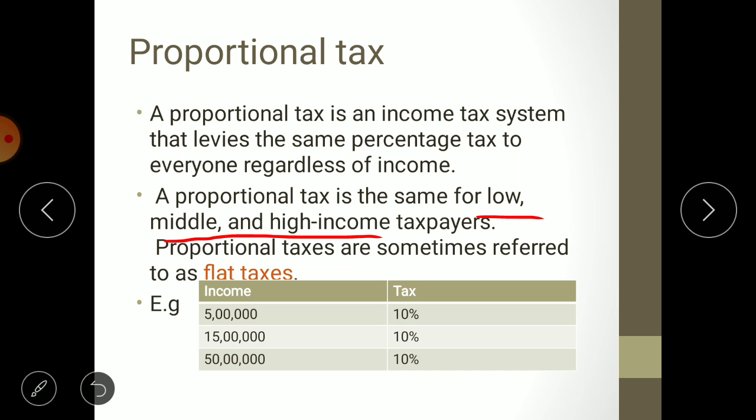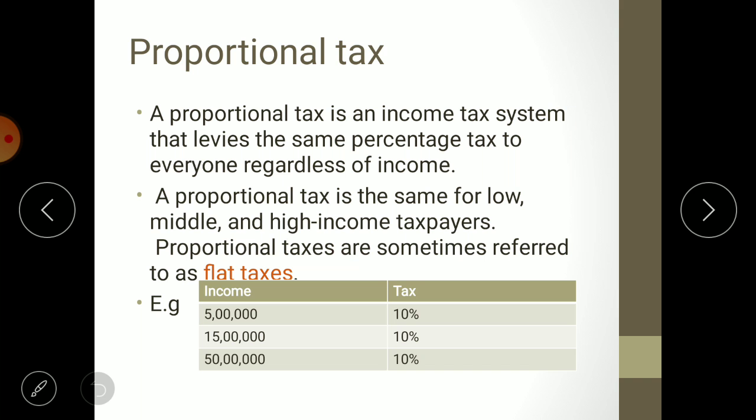As I told you earlier, whether you are earning 1 rupee or 1 crore rupees, you need to pay tax. There is no way out. Tax may be in lakhs, tax may be in single digits, or tax may be in paisa as well, but to pay is compulsory in proportional tax.